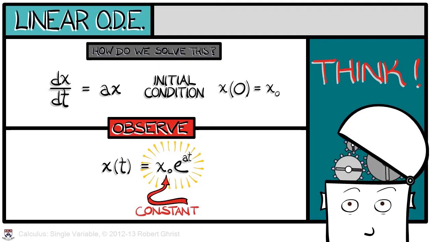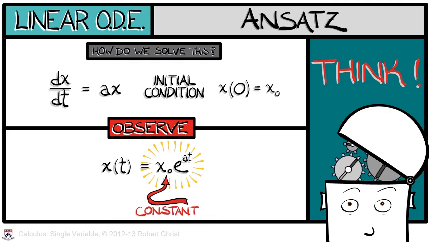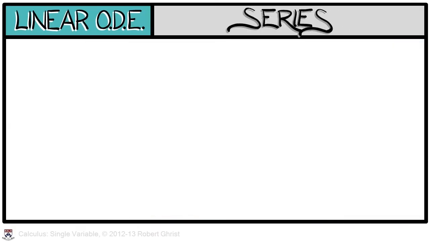This method of solution is sometimes called solution by Ansatz, which is a fancy word for saying we took a guess and it turned out to be correct. There is, of course, a more principled approach.